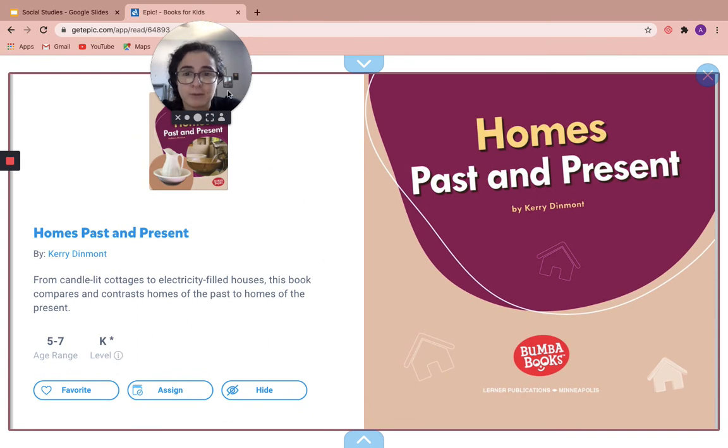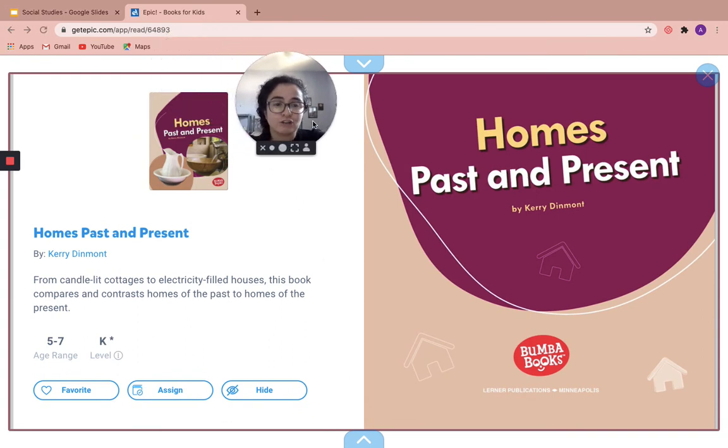Alright friends, we are back and we are going to get started on reading our book together. So the name of this book is Homes, Past and Present. And here's a little bit about what this book is going to be about. From candlelit cottages to electricity-filled houses, this book compares and contrasts homes of the past to homes of the present. So, what do you think this book is going to be about?